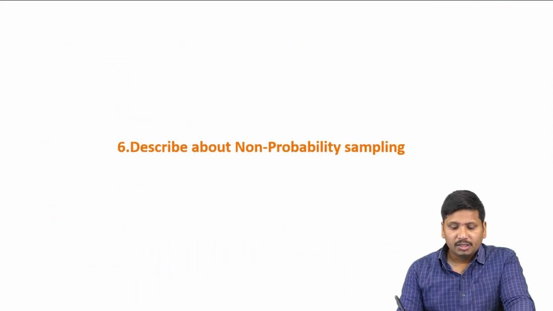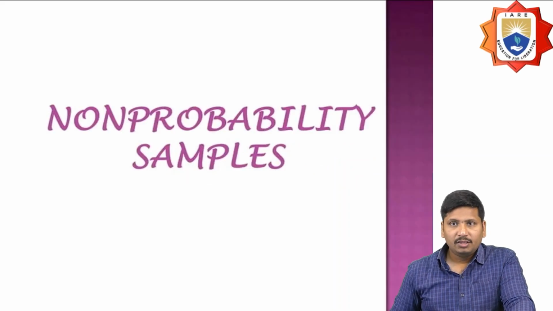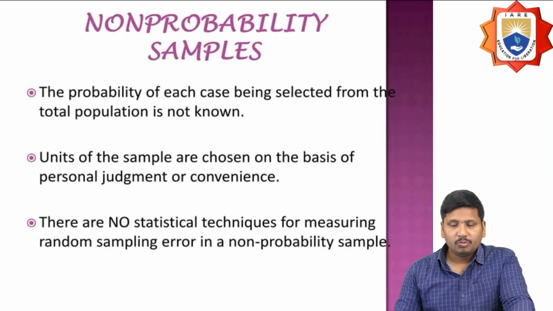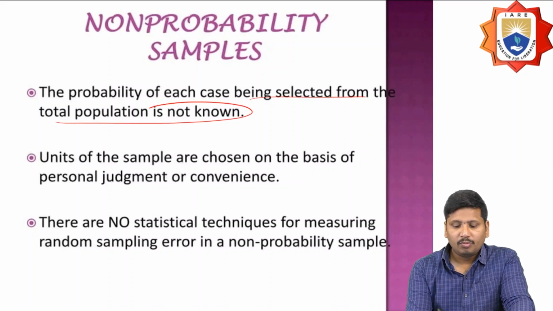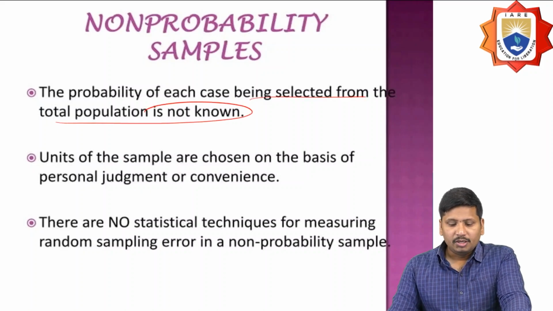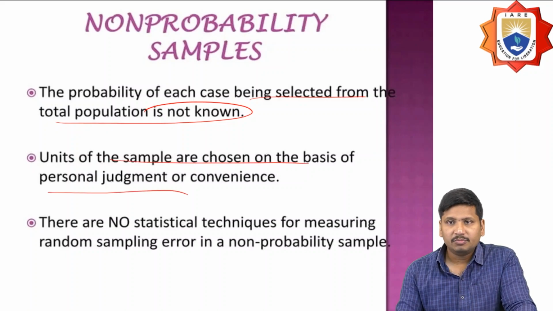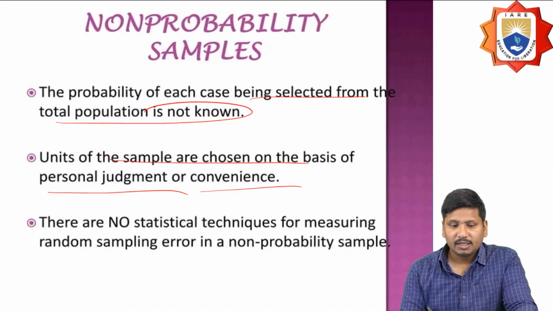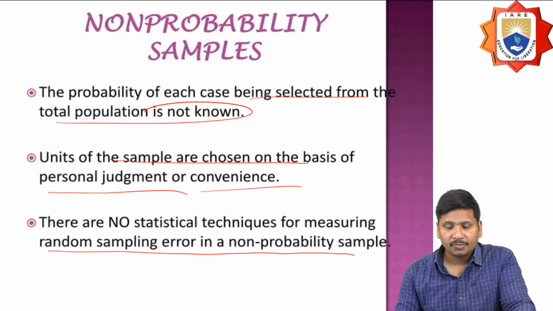And then the next one describes non-probability sampling. Again, non-probability sampling has different types. The first one is non-probability samples. The probability of each case being selected from the total population is not known, and the units of the sample are chosen on the basis of personal judgment or convenience. And there are no statistical techniques for measuring the random sample in a non-probability sample.